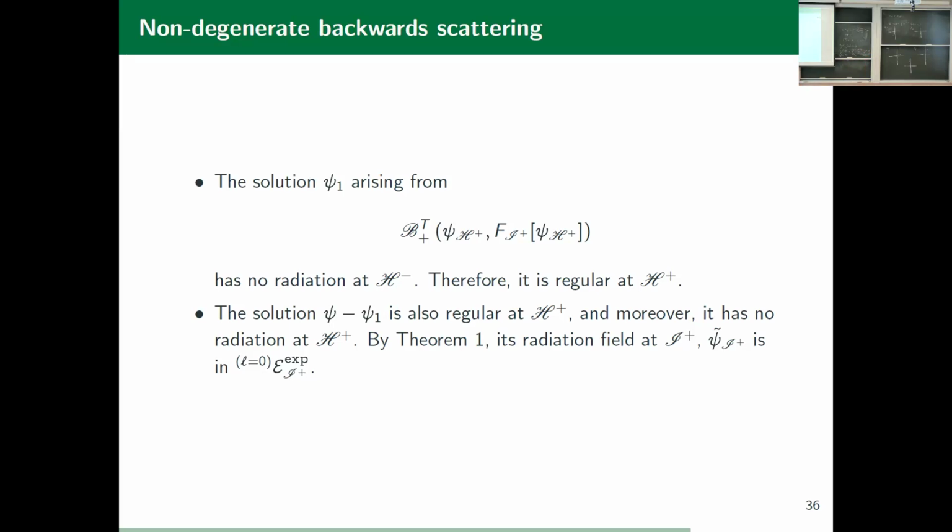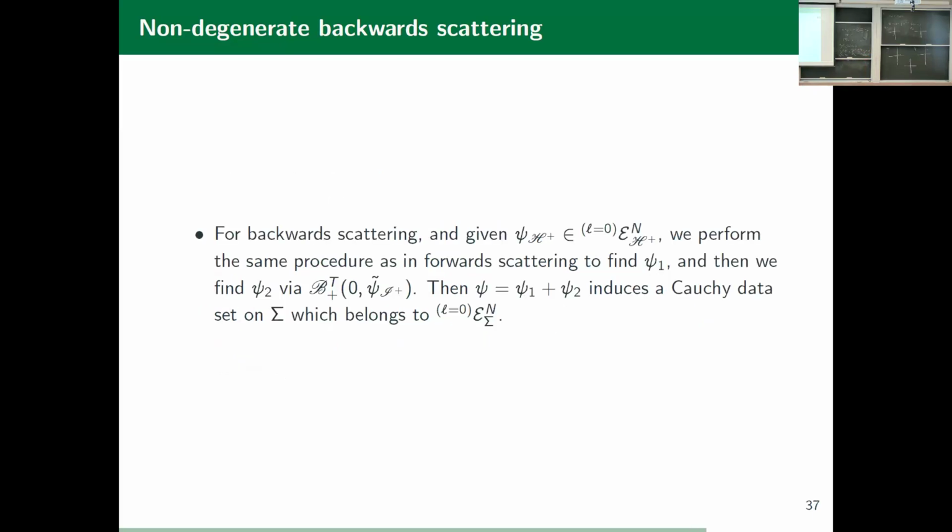So I've just described the forwards direction, but the backwards direction is similar. I just used the same construction of this solution with no incoming radiation from H minus. So in the backwards direction, we are given CH plus. So I construct this solution with no incoming radiation from H minus, and then I construct another solution from this field that I'm already given, which is in E scri plus exponential. So I have these two solutions, and I add them up, and I get a solution which is regular at H plus and has finite partial T energy. So that gives us the backwards direction, and then we have an isomorphism.